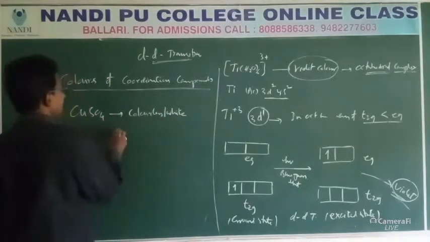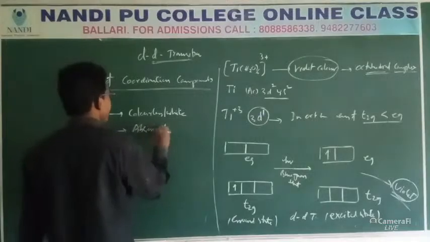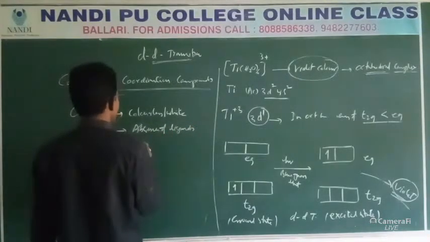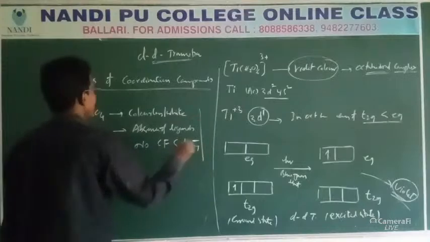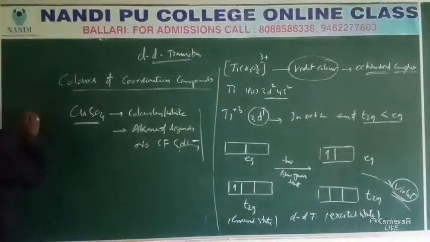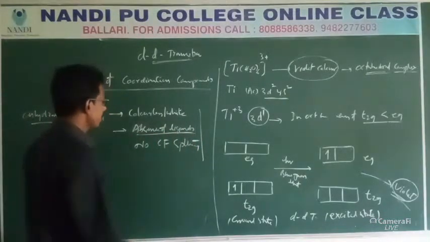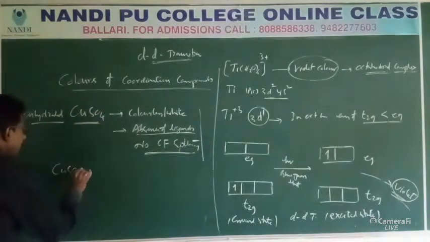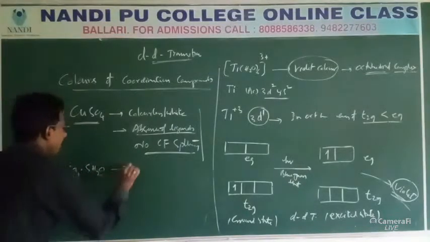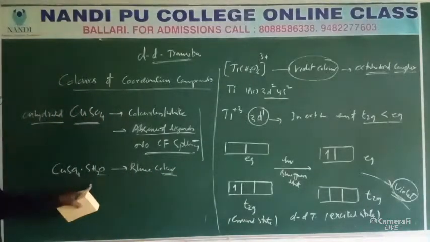Both are the same. Why? Because of the absence of ligands, so no crystal field splitting. Okay, copper sulfate. This is anhydrous. If any doubt, just write anhydrous, meaning no water. Is it colorless or white? Why? Because of the absence of ligands. So no crystal field splitting. Whereas hydrated copper sulfate is generally represented as CuSO4·5H2O. It is blue color. What is the color, children? Blue color. Why? Because of 5H2O.